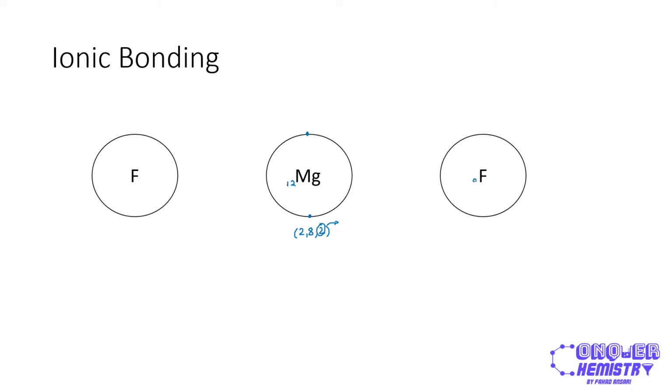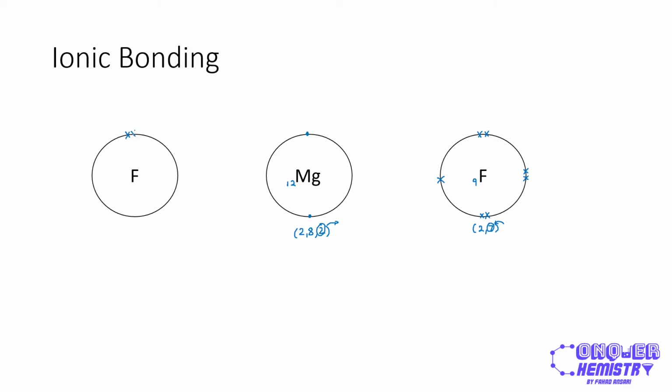And for fluorine, the proton number is 9, right? So 2, 7 is the electronic configuration. And we already have 7 electrons in the valence shell. Just needs to gain 1 more to complete the outer shell with 8 electrons. So I'm going to draw crosses for the 7 valence electrons for fluorine.